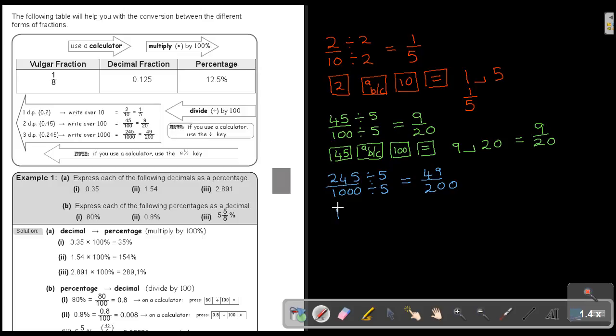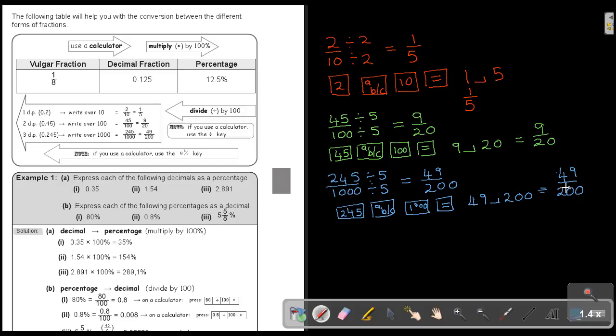Remember, you can use your calculator. Press 2, 4, 5. Press the A B C key and press 1000. And then don't forget to press equal. And your calculator will display 49/200, and that is actually just meaning 49 over 200.